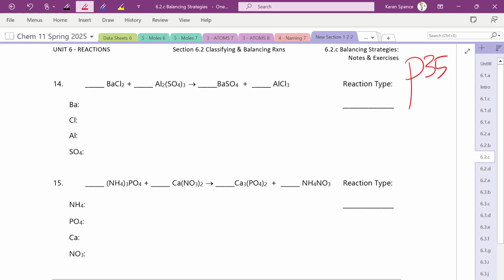Should be balancing these things first. You balance calcium first. Balance your core.